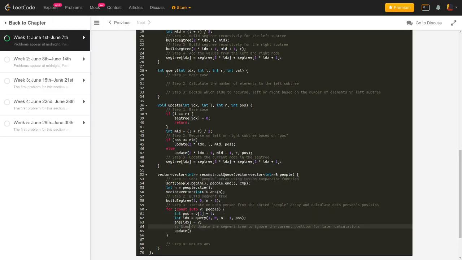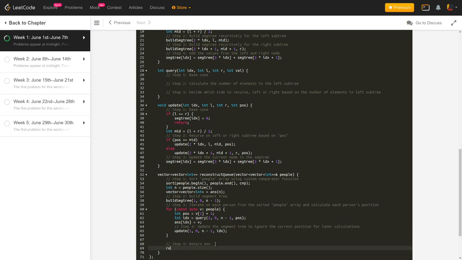So that's what the step 4 is, to update the segment tree to ignore the current position for later calculations. I'll just update the segment tree, 0 comma n minus 1 for this particular position. So for this particular index that I've obtained, I'll just update my segment tree to have a 0 at that particular index. Okay. Now we are left with implementing this query function, and step 4 is just return the answer. So whatever answer we have built, we just return that.